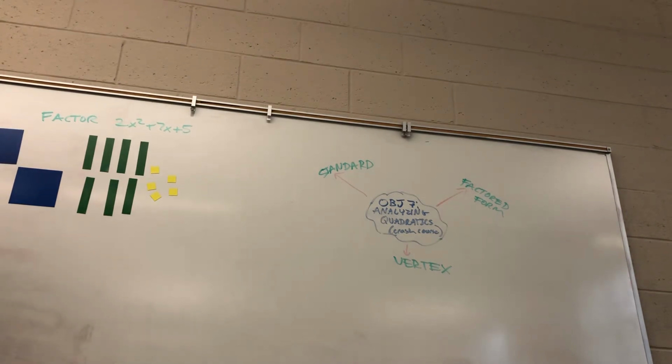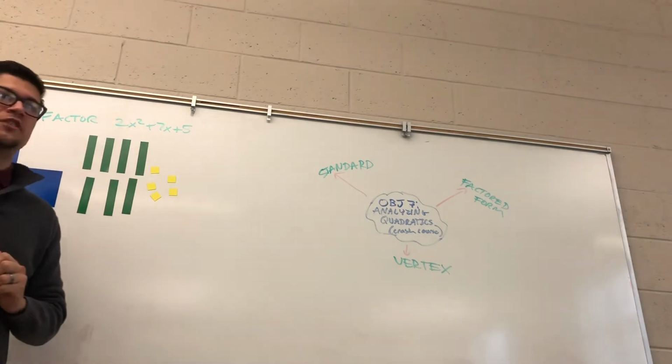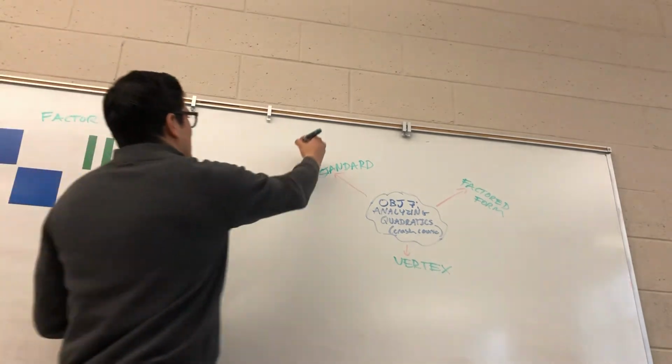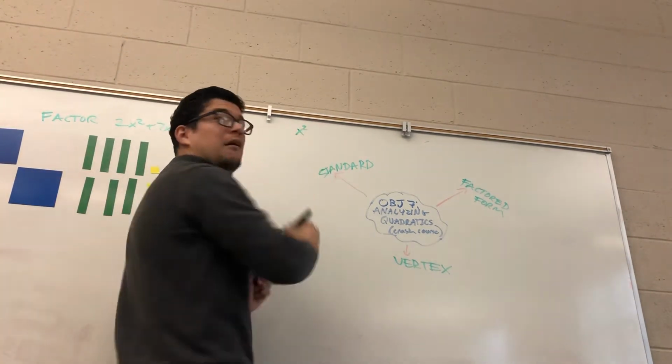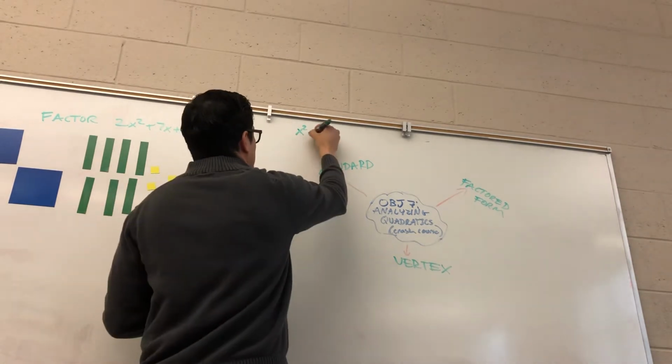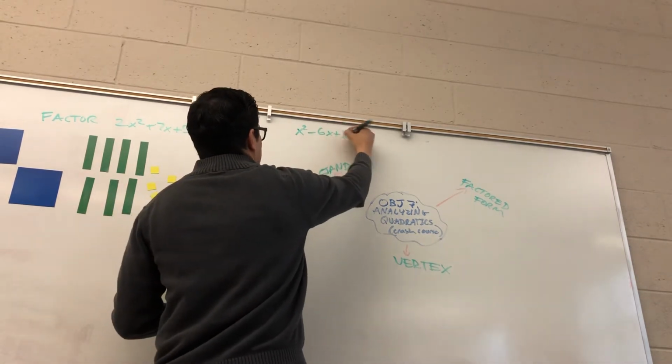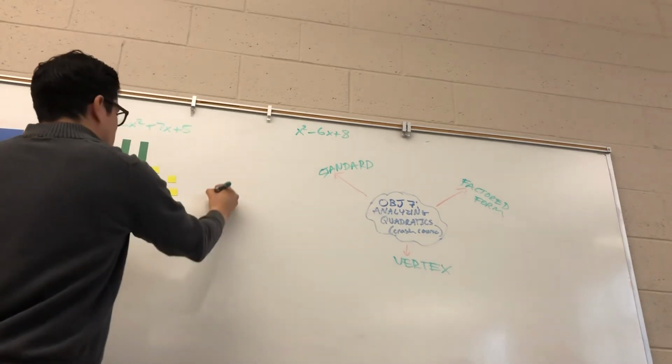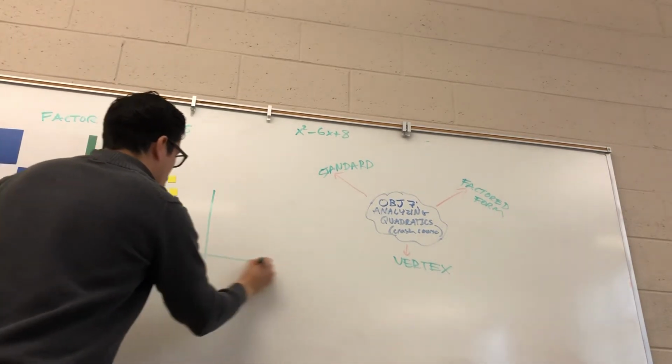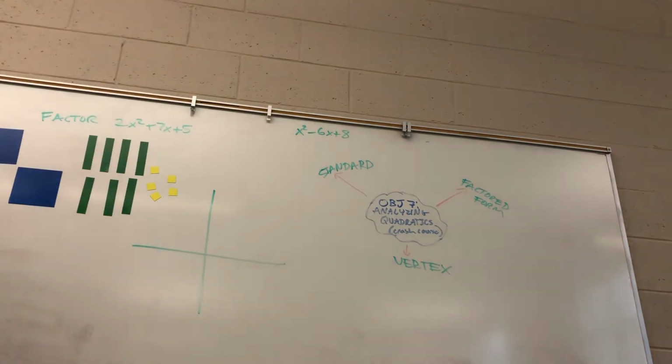All right? So we're going to start with the quadratic I've asked you to graph in Desmos, which is x squared minus 6x plus 8. All right? We can sketch a quick graph over here of what this looks like. Let's take a look at some key features.